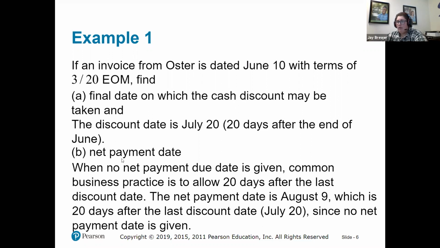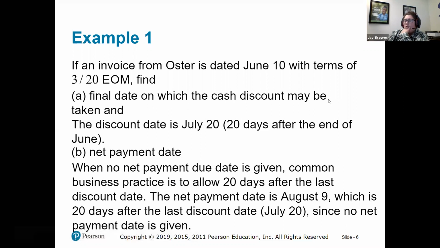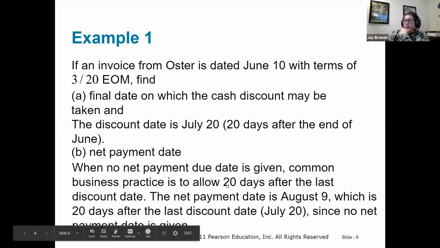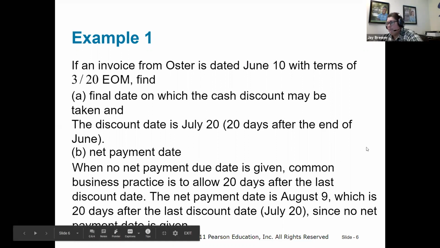No net payment date or net payment date. When no net payment due date is given, common business practice allows 20 days after the last discount date. So the net pay date is August 9th, which is 20 days after July 20th. Okay. So that's probably something you want to keep in mind, that if they don't give you a due date, it's typical practice to use 20 days after the last discount date.